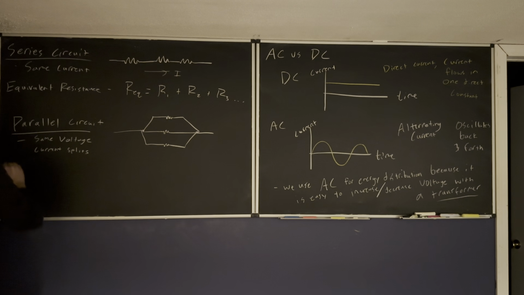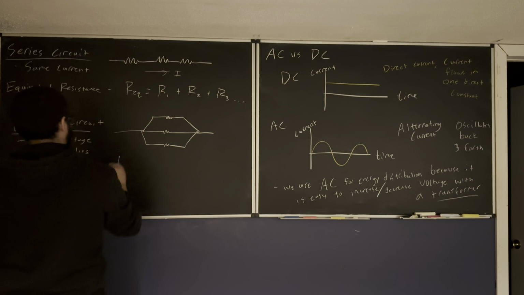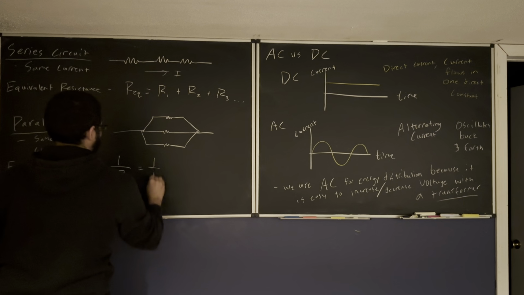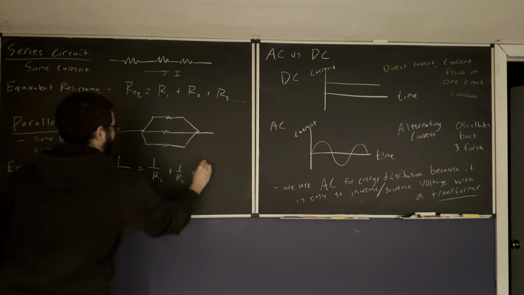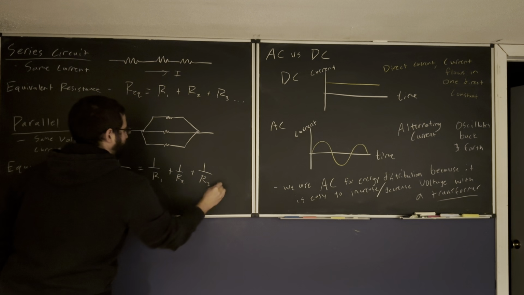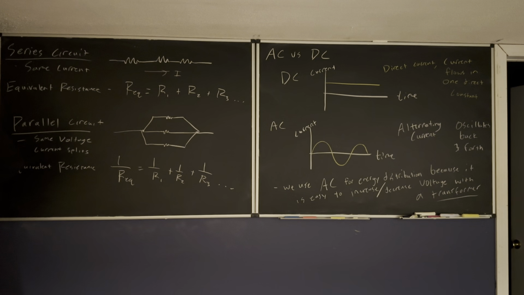And then when you need to calculate the equivalent resistance for parallel, make sure you know that you have to add the reciprocals. Okay, so 1 over R1 plus 1 over R2 plus 1 over R3, dot, dot, dot. All right, that's resistors in parallel. That's how you solve for them.